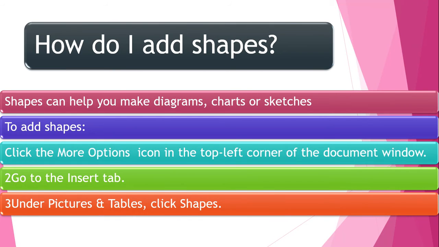Now, how do we add shapes? Shapes can help you make a diagram, chart or sketch. To add shapes, click the More option icon in the top left corner of the document window. Go to the Insert tab. In the Insert tab, we have to now click under Pictures and Tables. Click Shapes.